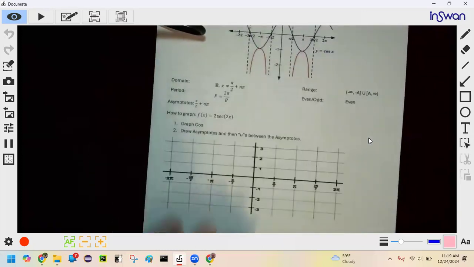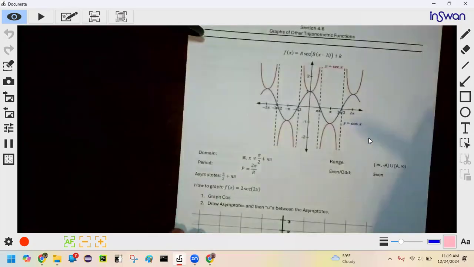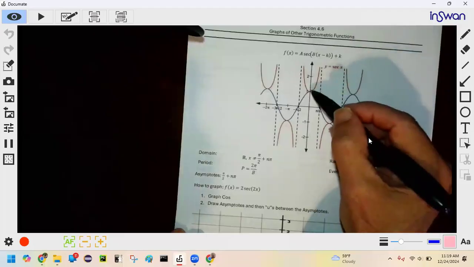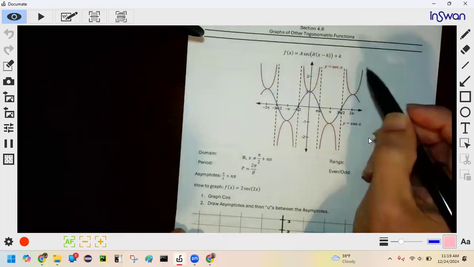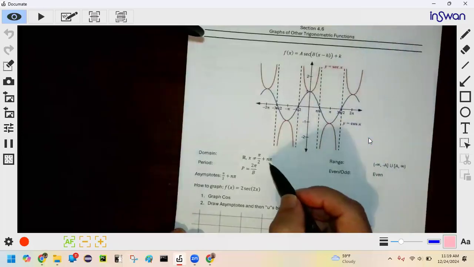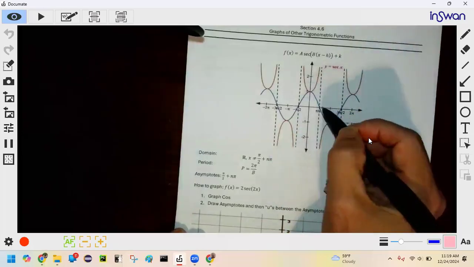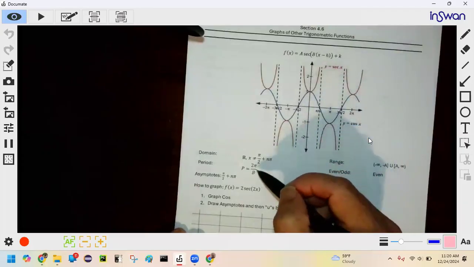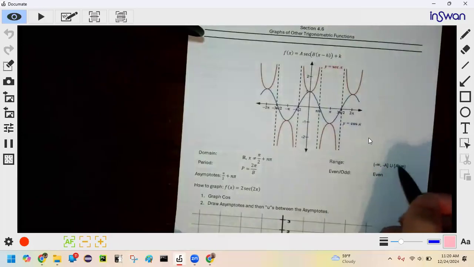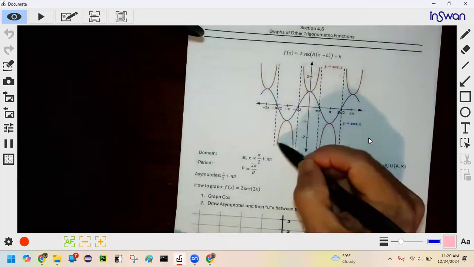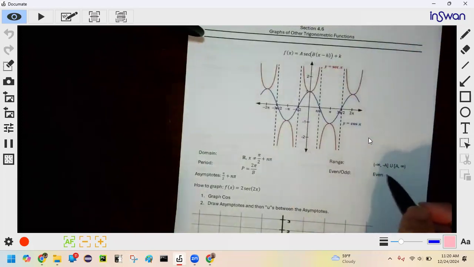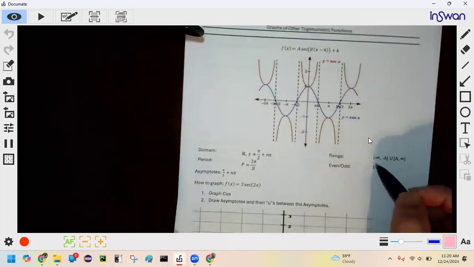All right, and finally, the secant graph. Hopefully, I'm doing this correctly. It works exactly the same way. It's built on the back of cosine. So its asymptotes are at all the pi over 2's, so pi over 2 plus n pi. Its period is 2 pi over b. Its range is negative infinity to negative a and positive a to positive infinity. It's an even function because it's built on the back of cosine. Cosine is an even function.